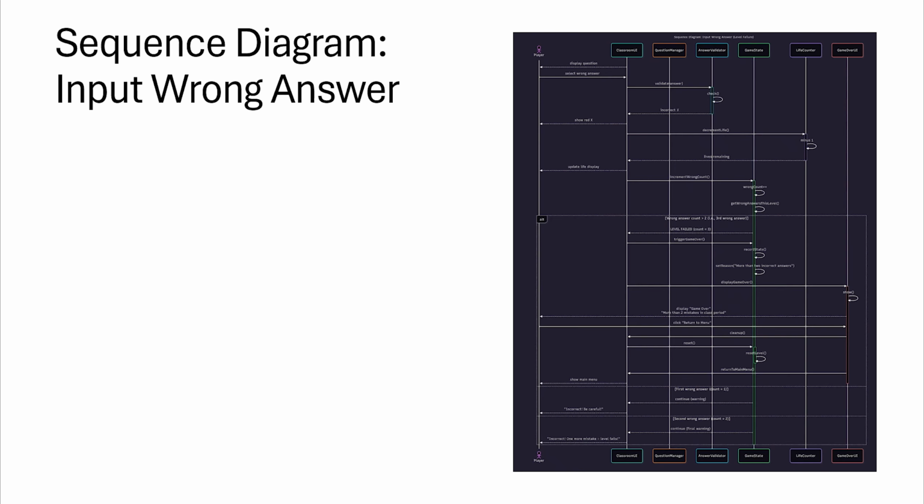For an incorrect answer, we show a red X, decrement the life counter, and check the wrong answer count. Here's our key exception handling. If this is the 3rd wrong answer and lives equal 0, we trigger Game Over, recording stats, setting the reason, and displaying the Game Over screen before returning to the main menu.